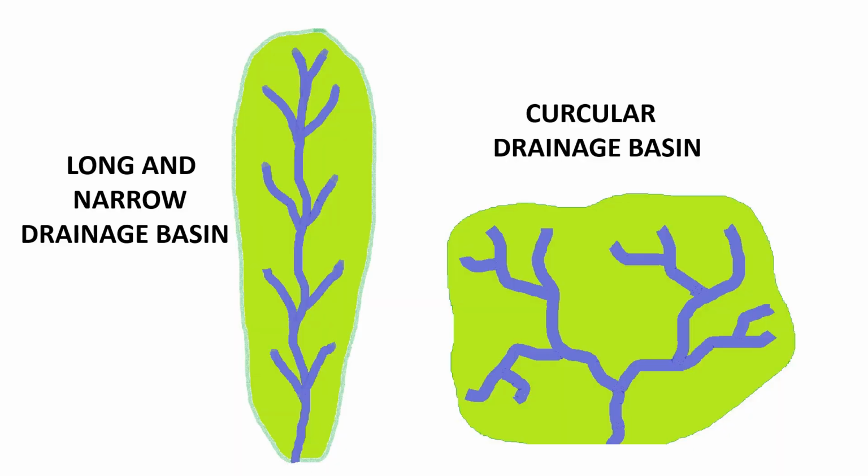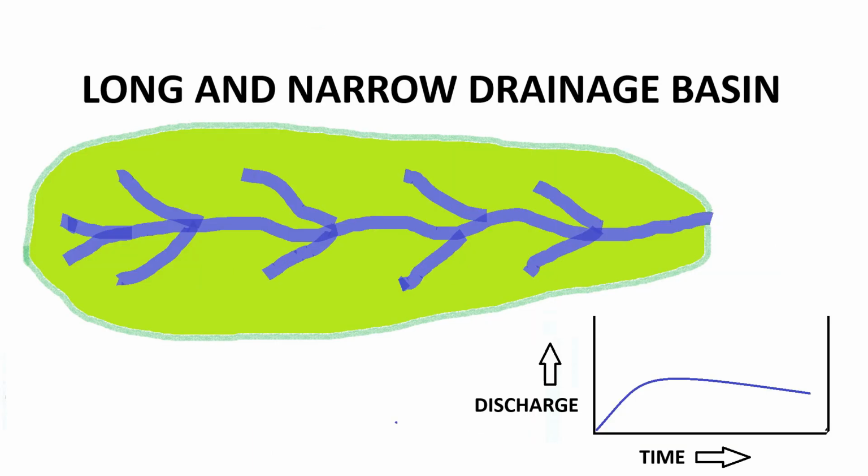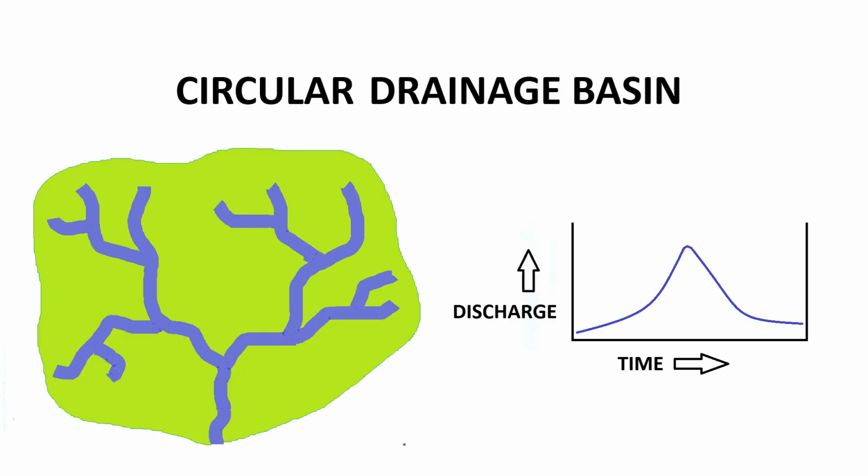The shape of a drainage basin also impacts on runoff and the rate of discharge. For example, a long and narrow drainage basin will have a longer lag time and lower peak discharge than a basin that has a more circular shape due to the longer distance that runoff must travel to the river.